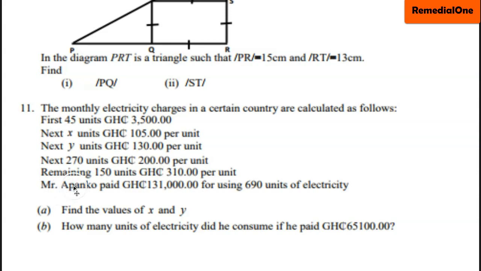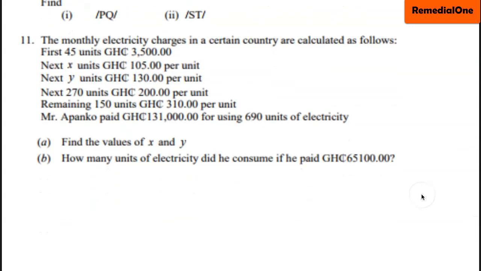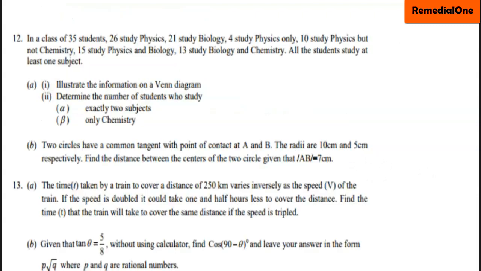Mr. Apanko paid 131,000 for using 690 units of electricity. Find the values of X and Y. That is the A part. The B part. How many units of electricity did he consume if he paid 65,100 Ghana cedis? Let's look at the last two questions.